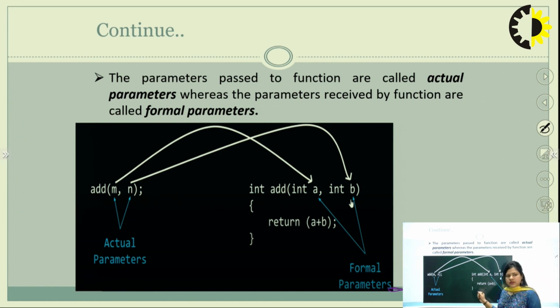During this process of function calling, the values of m and n, or you can say the values of actual parameters, are copied, and those copies are passed to the formal parameters. So in call by value, our actual data is not going, right? When you are calling the function and passing the data to work on, the values inside those variables are copied and passed on to the formal parameters.